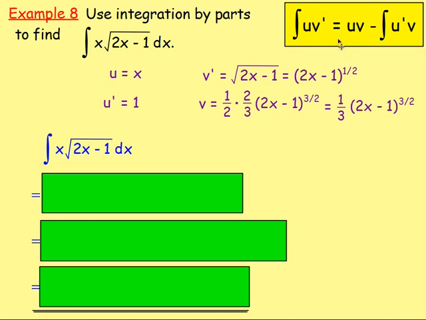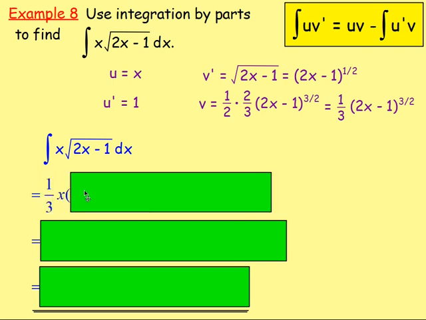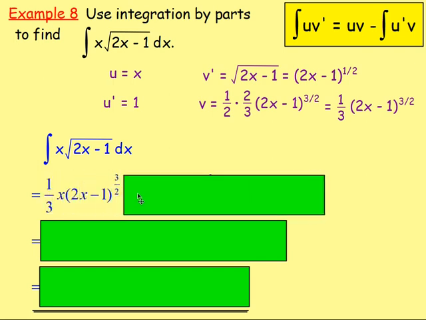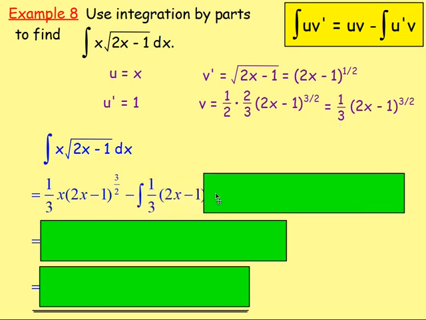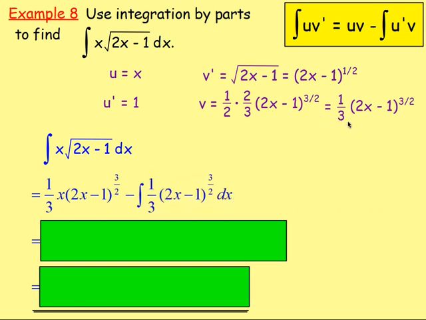The integral will be u times v, so it is x times v. So it'll be x times that 1/3, 2x take away 1 to the power of 3/2. When I write that, just put the number first, put the third, then write down the x, then write down the 2x take away 1 to the power of 3/2. I am taking away the integral of u dash times v, and u dash is 1, so that makes it really simple. So it's just 1 times v, so it's the integral of all of that.